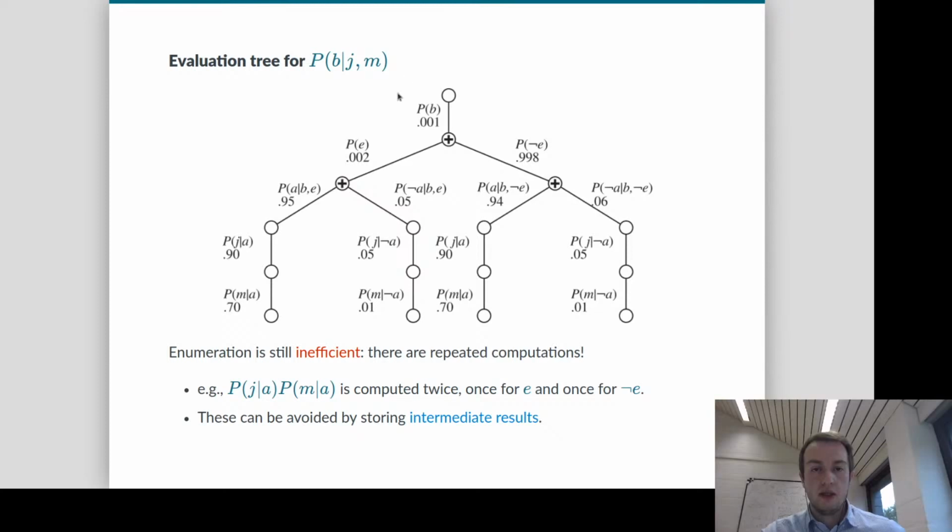Okay, and so what we would do is that we would compute first P of B, and then recursively call this function on all the values of the evidence uppercase E. Okay, so you would multiply P of E and then P of not E. And then for each of these values, we would also call recursively the function, which would then compute P of A given B and E first, then P of not A given B and E, and the same for the other part of the tree, where we would compute P of A given B and not E, and P of not A given B and not E. Okay, and then we would proceed recursively like this.